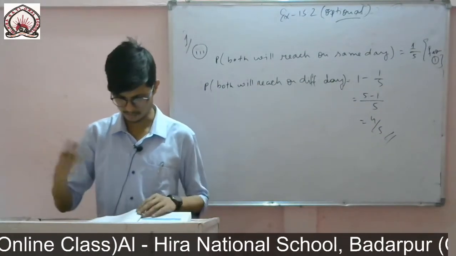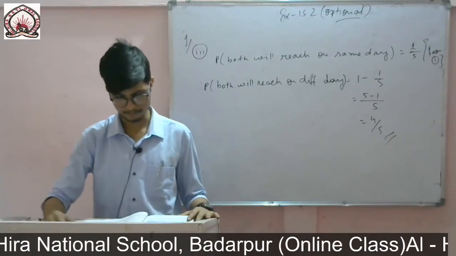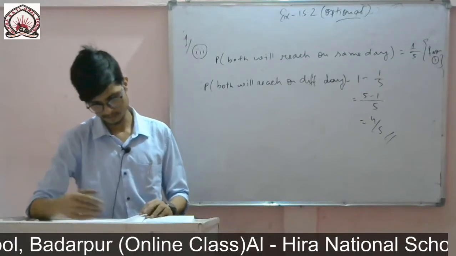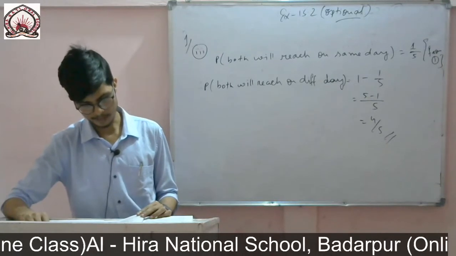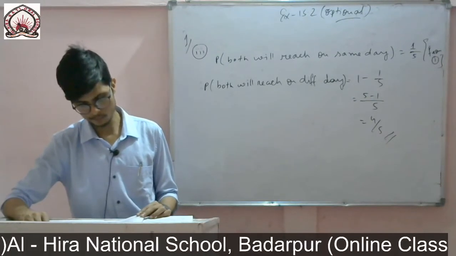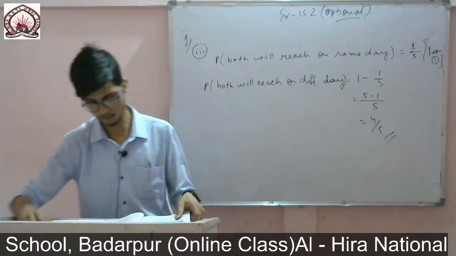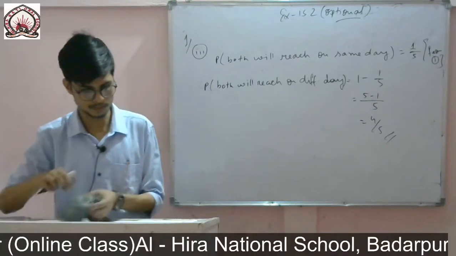Question number 2 you leave, no need. Question number 3 is a little important, but it's not from the exam point of view, but then also you do it. A bag contains 5 red balls and some blue balls. If the probability of drawing a blue ball is double that of the red ball, determine the number of blue balls in the bag.